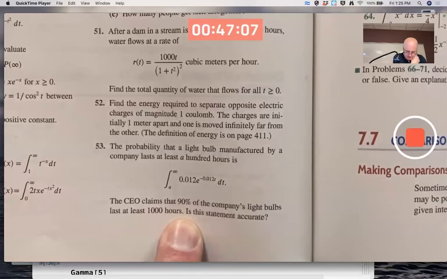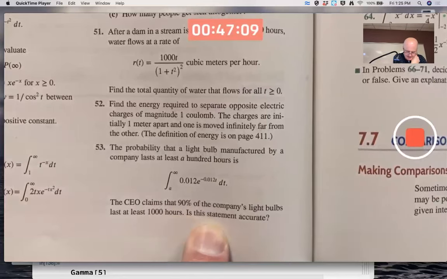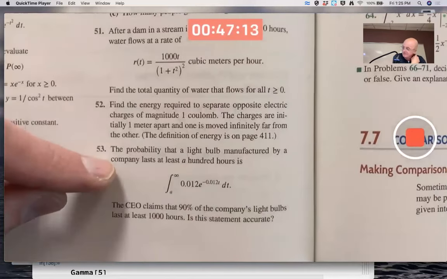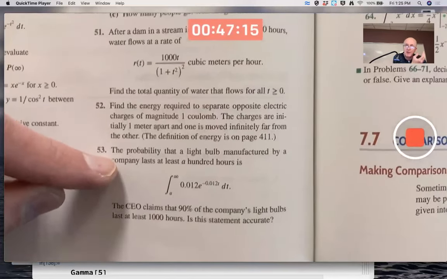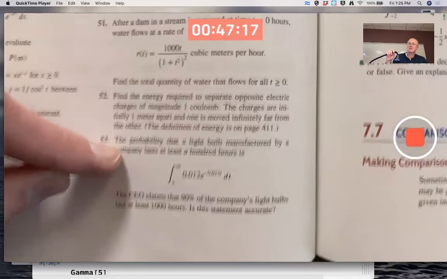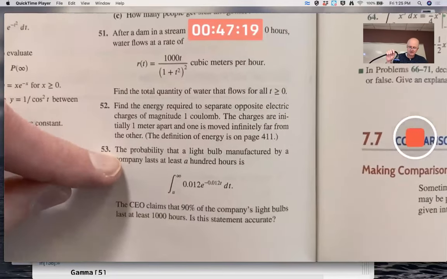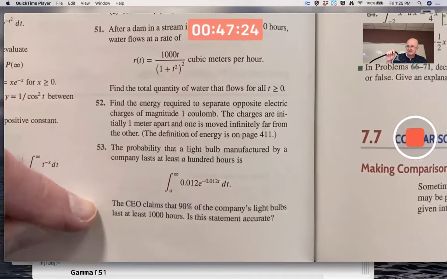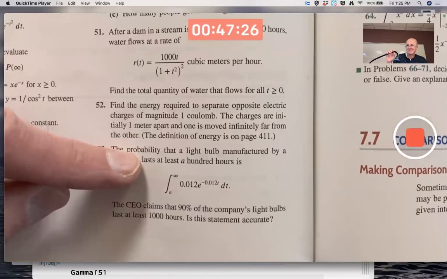To do this problem, you're trying to say, is this statement accurate? You need to do this integral, this improper integral, when A is 1,000. It's not super hard to do, actually.